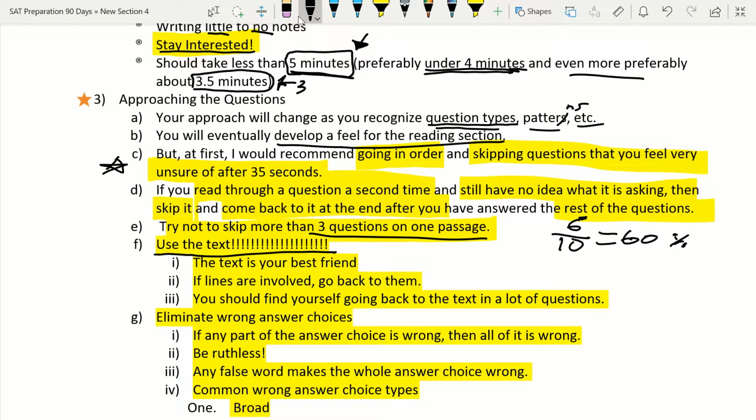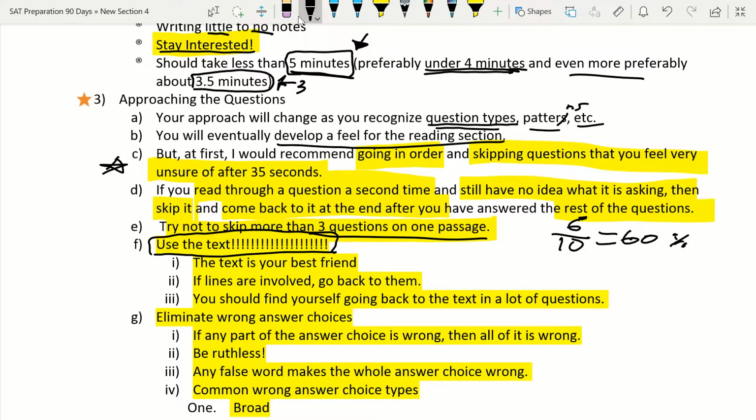And then you're going to formulate your own answer, and then go down and look at the answer choices and find which one matches your answer. So we always want to use the text. Whenever we're directed back to lines, we always want to make sure we go back to those lines. So anytime you see line numbers in a question, make sure you go back and look at those line numbers to get a better idea.